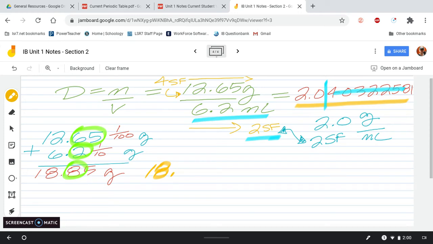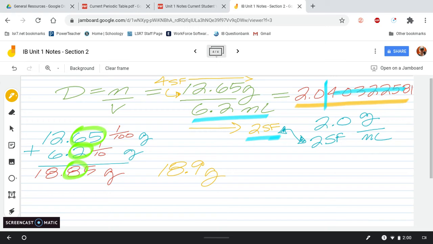18.9. I'm not a big fan of the highlighter there, so let's take that out. There we go. So let's go 18.9 grams.